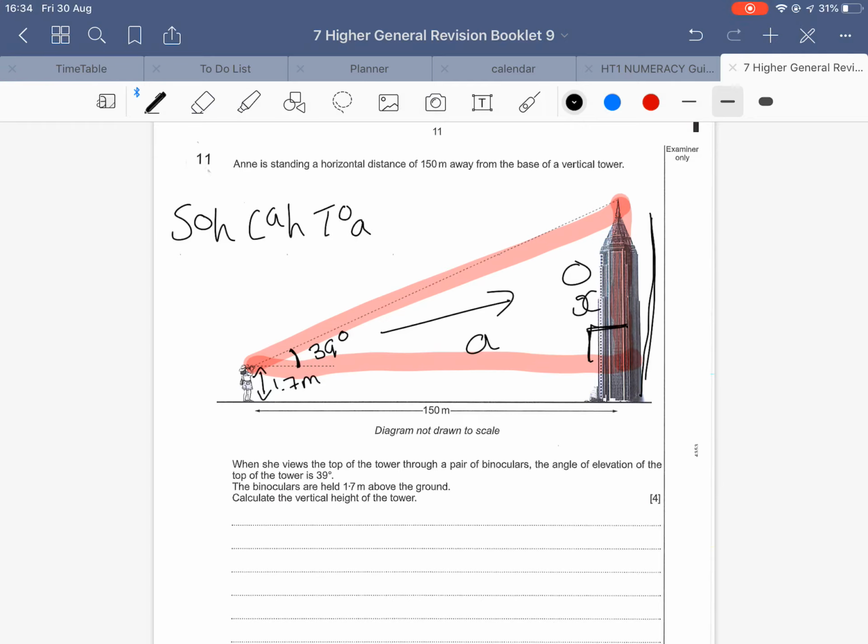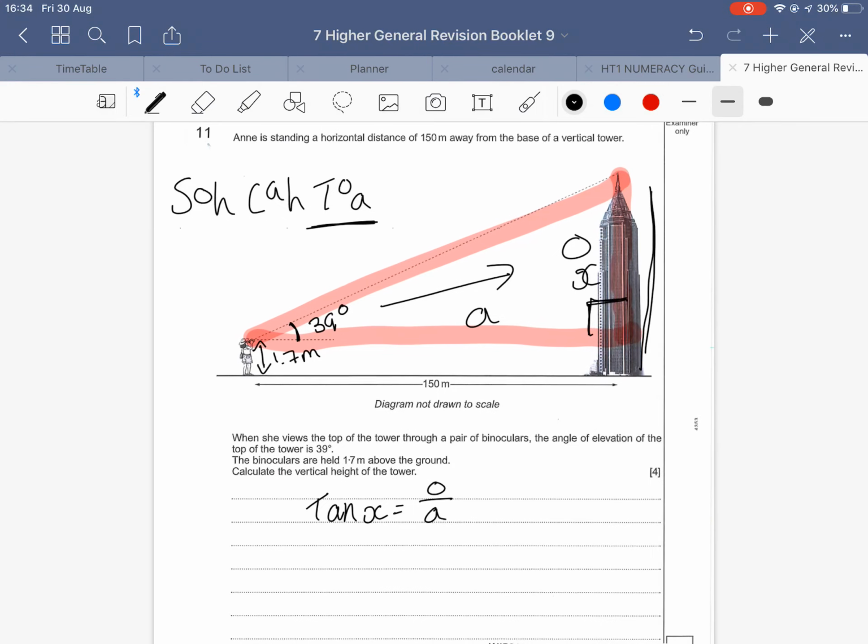So O and A, don't label the other side, you don't need it. It doesn't have an x, it doesn't have a number next to it. So the only one it has is TOA, so that is tan of the angle is O over A. So I chose my ratio. Next step is to substitute my numbers in. So tan of the angle, do I have the angle? Yes, 39 degrees. Is O, do I have O? No. It is x. Over A, do I have A? Yes, 150, because our length is obviously going to be the same as 150.